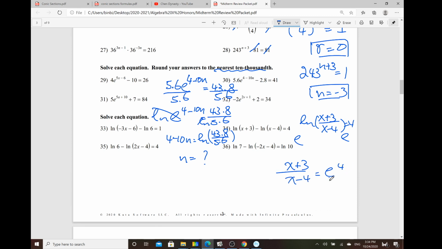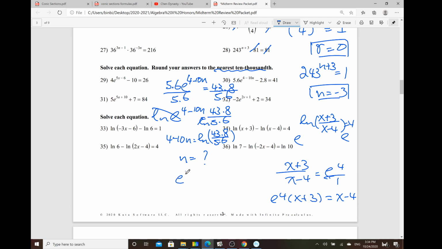And then this one here, you want to cross multiply. So e to the power of 4 times (x plus 3) equals x minus 4. And then from here, you want to collect the like terms. So once you collect the like terms to one side, you can solve for x.